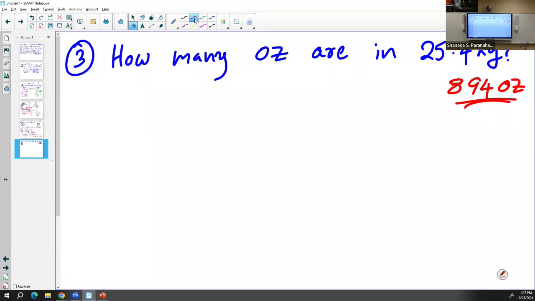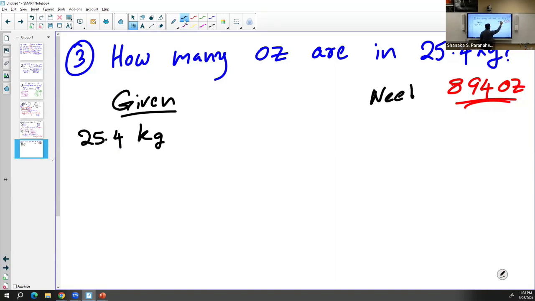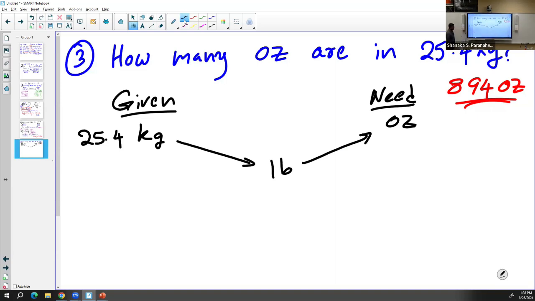Is there any single equation between ounces and kilograms? No. So then you need to find a common unit that connects ounces and kilograms. So what is that common unit? Pounds, yes, you can use pounds, LB, to connect. The given value in kilograms is 5.4, and we need ounces. Since we don't have a single equation, find a common unit that connects both.